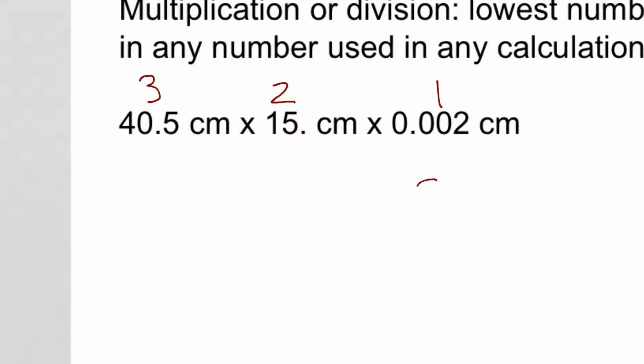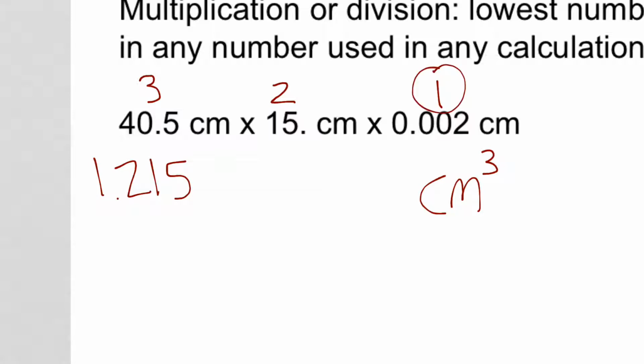Now my units are going to be centimeters cubed, because centimeters times centimeters times centimeters is centimeters cubed. My original number would be 1.215. That'd be from the calculator, but I only have one significant figure, so I need to round that. In this case you look at the number to the right, and because there's a 2, I can only say with confidence that this would be 1 centimeter cubed, based upon the very imprecise measurement of 0.002 centimeters, only one significant figure.